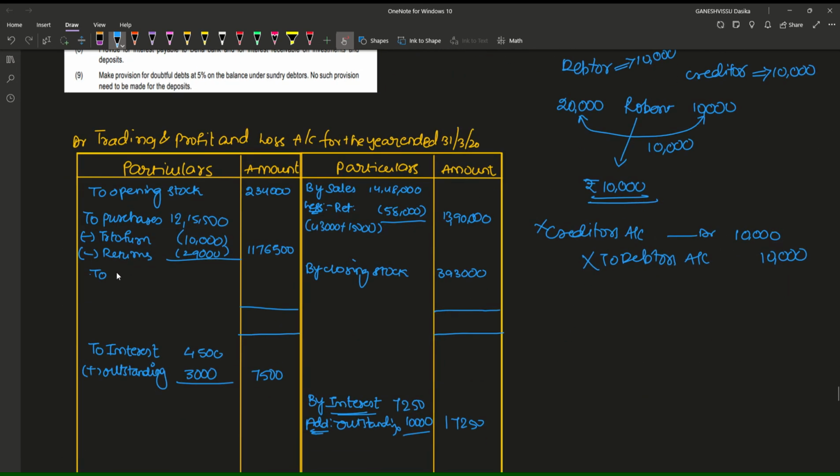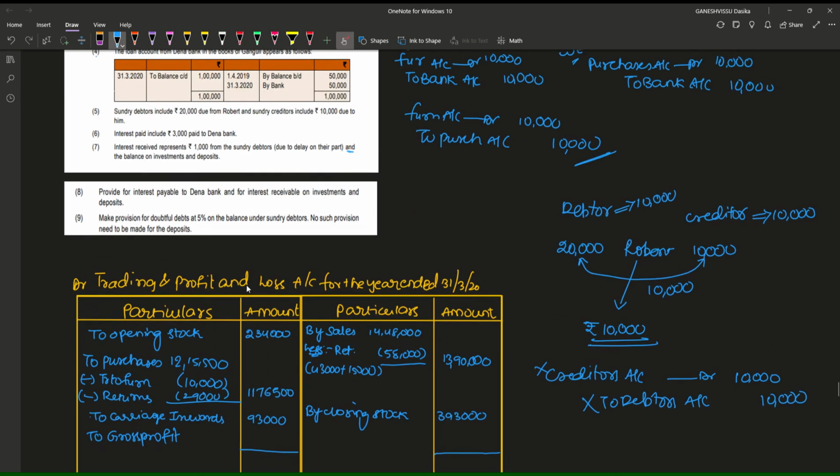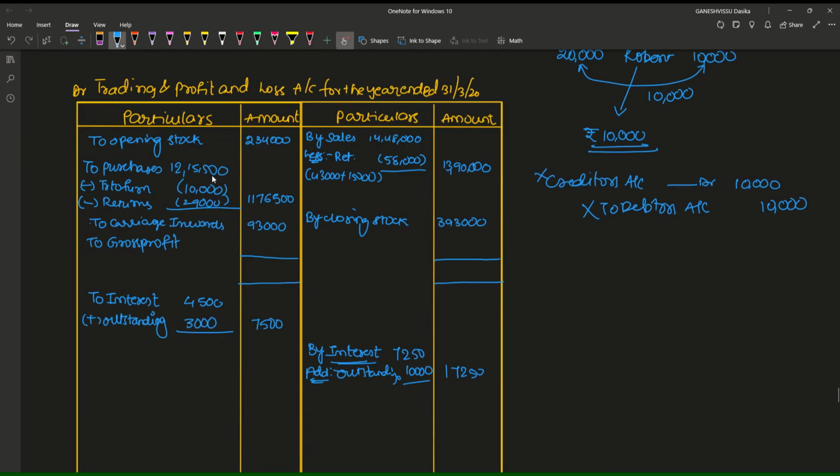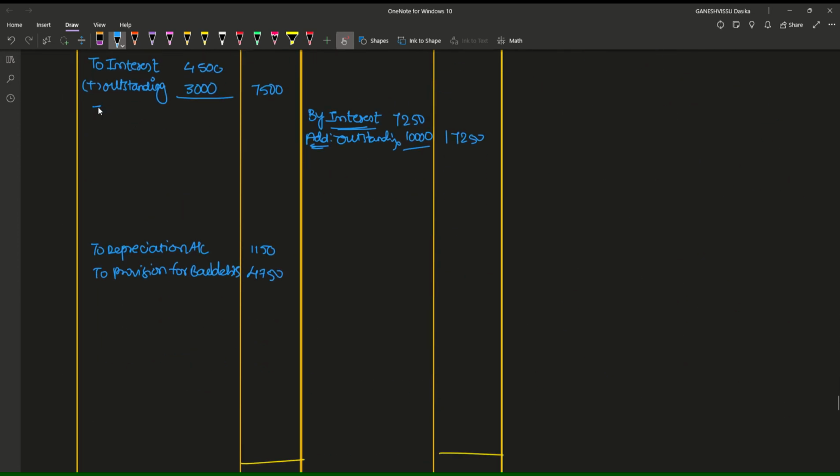To carriage invoice 93,000 rupees, and the remaining will be to gross profit. We can find out this gross profit value and we shall record it here, right? Let us see. And I think there will not be any direct expenditure. Completed carriage invoice, right? Rent we are having 28,500. To rent 28,500.